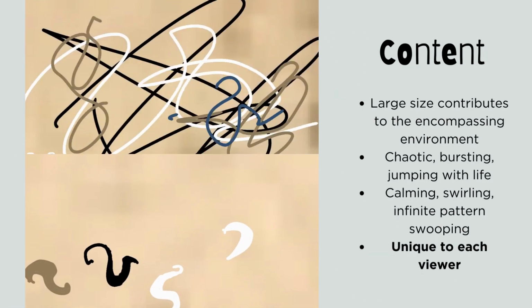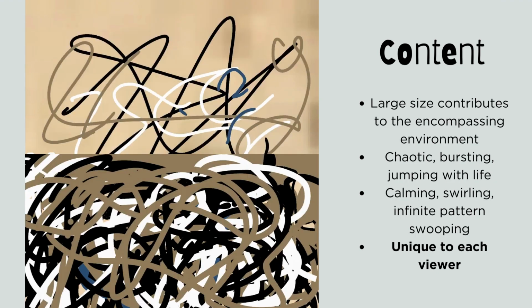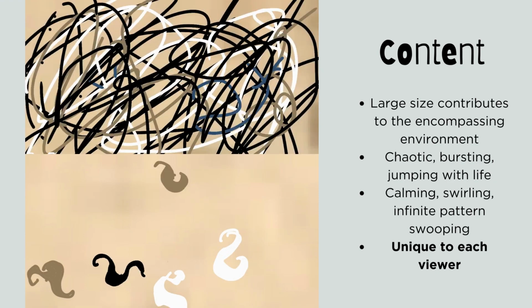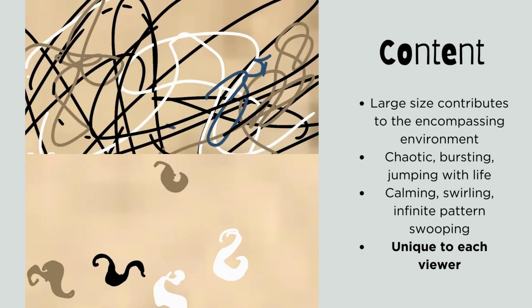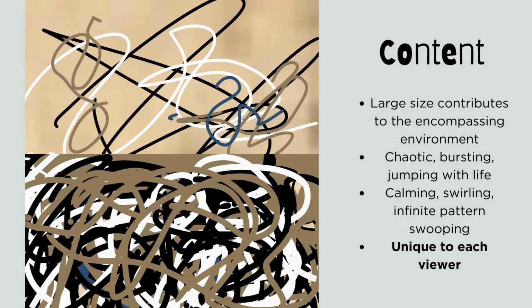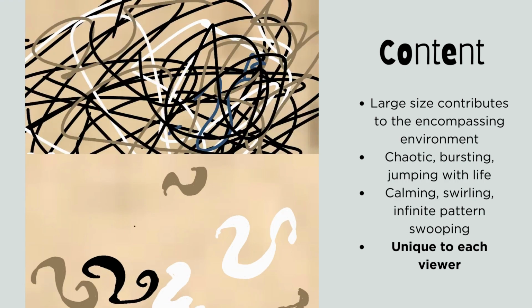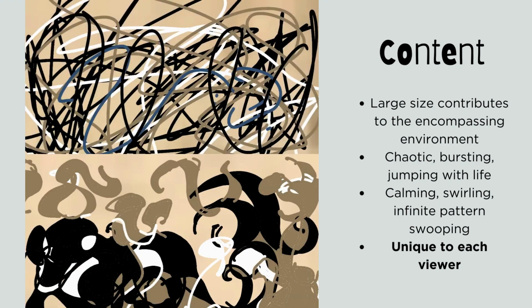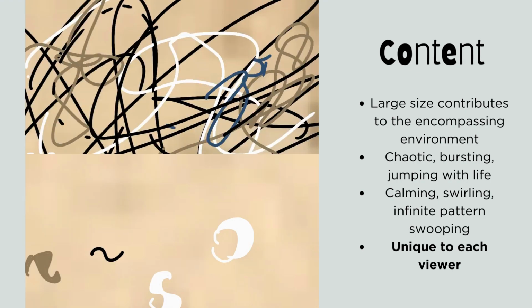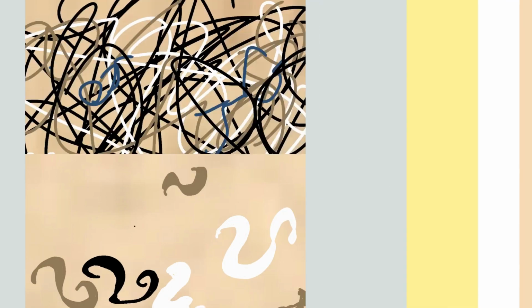The size of Autumn Rhythm also contributes to the aura it gives out, as reaching over 17 feet wide, it creates a very encompassing environment and a rush of emotions that is unique to each viewer. Some might find it to be restless and chaotic, with the paint bursting and jumping with life, while others might find the swirling, infinite patterns sweeping across the canvas very calming. Although what is shown really just depends on the viewer's imagination, the one constant is naturistic harmony and chaos.